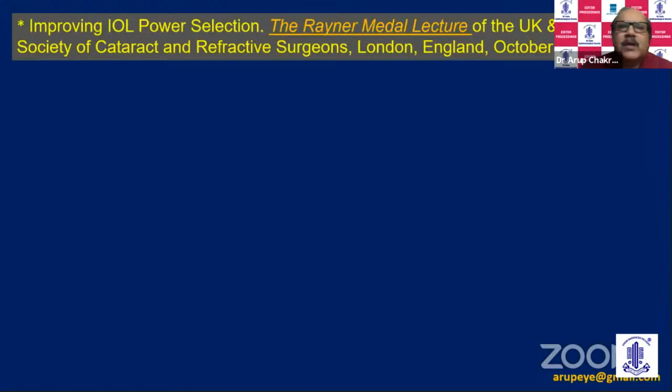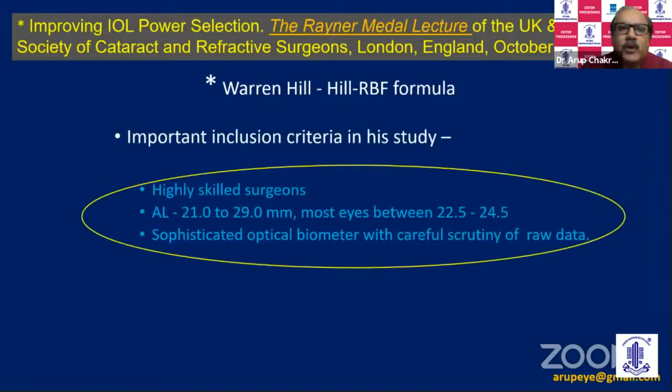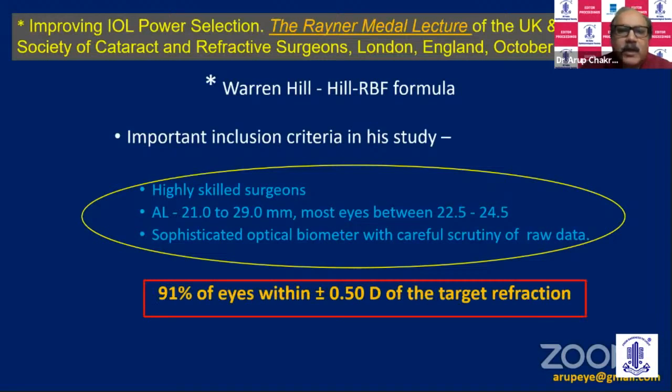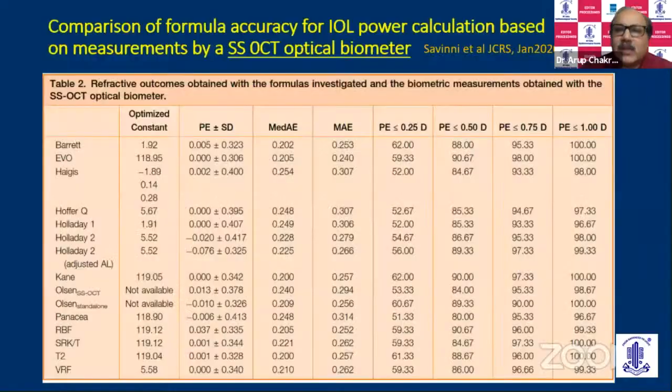Coming back again to Warren Hill, his Rayner Medal lecture presentation, where he presented his results on the Hill-RBF formula. Only highly skilled surgeons were included in the study, and they operated on eyes with axial length mainly between 22.5 and 24.5, using a sophisticated optical biometer with careful scrutiny of the raw data. Results were really astounding. Now, 90% of the eyes these surgeons were able to land within plus or minus 0.5 diopter of the target refraction. So definitely we have come a long way.